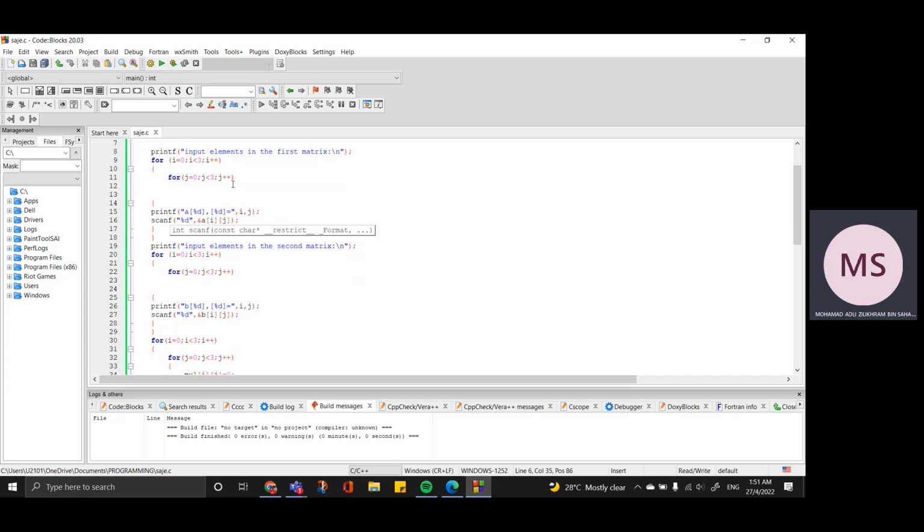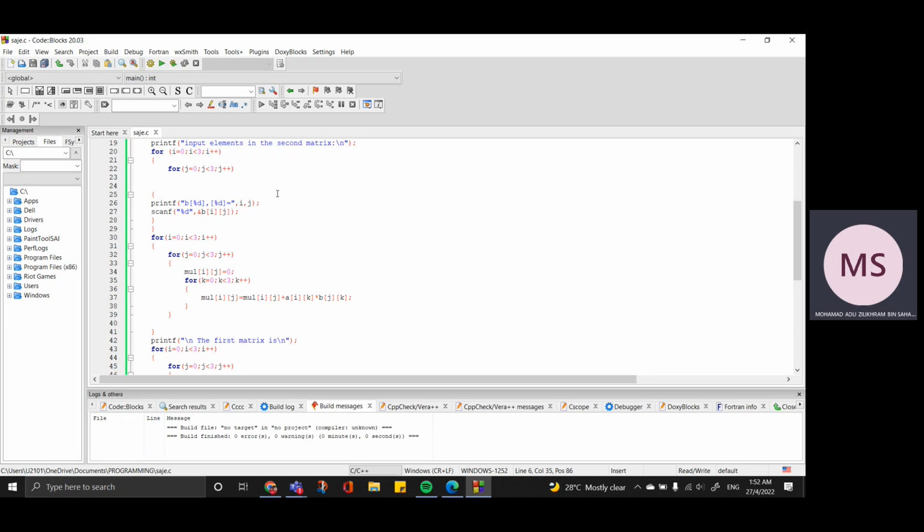Okay, because this is the first matrix, I put the printf a[%d][%d] equal to, and %d is to make sure the code can analyze the value given. Then scanf %d with a[i][j], so that the code can detect the value given by the user. Okay, that's done for the first input for the first matrix.